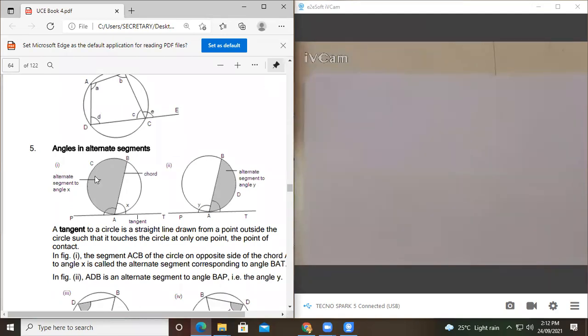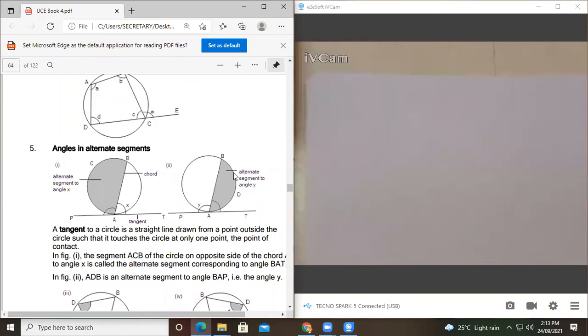Then the other property that we looked at was the one about the alternating segments. And we said that any angle which is in the alternate segment is equal to the angle in the other segment. So X will be equal to any angle that will be found inside this segment here. And also Y will be equal to any angle that will be found in this segment, which is here. In other words, the shaded part of this circle is what we call the alternating segment.